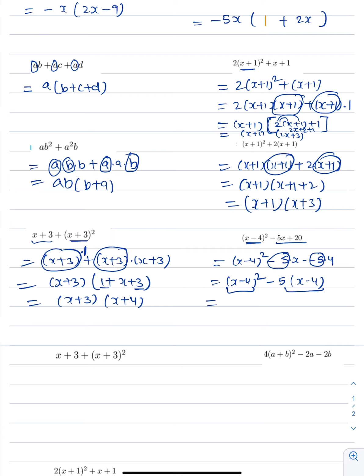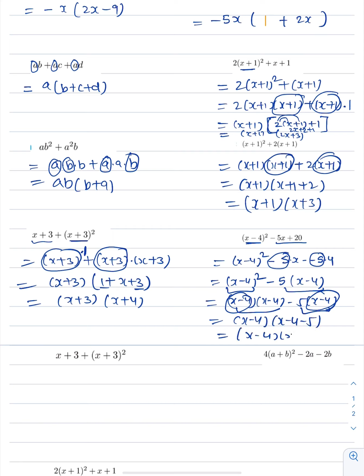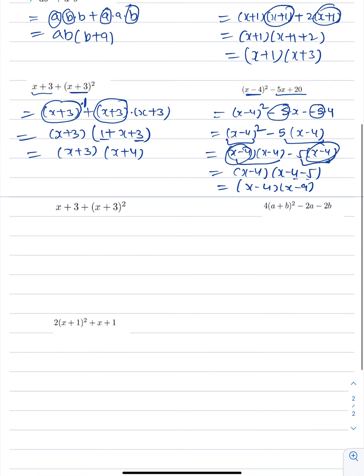Now in this case, again, this is x minus 4 times x minus 4, minus 5 times x minus 4, and then you can take x minus 4 common here. So you get x minus 4 minus 5. So this is equal to x minus 4 times x minus 9, collecting like terms in this case. Okay, this seems like a repetition, so I'm not going to do this one. I already did this before.